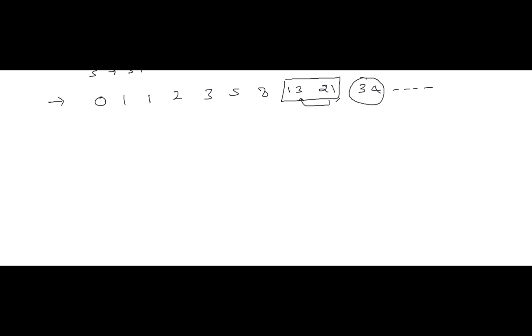For example, initially we should know. Here we cannot find this through DP, right? We cannot find this through DP because we don't have anything before that. So this is the initial condition.